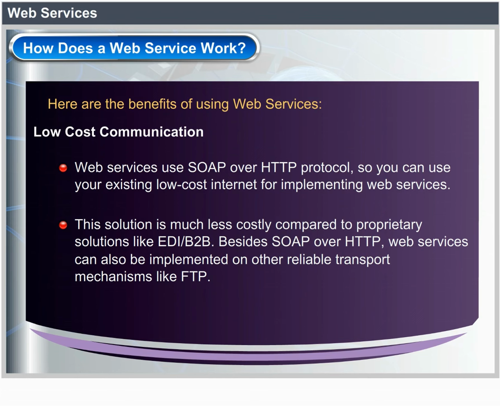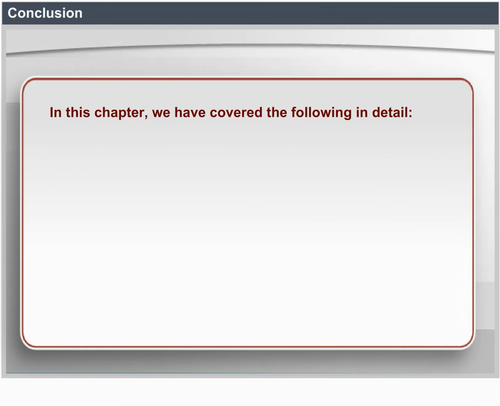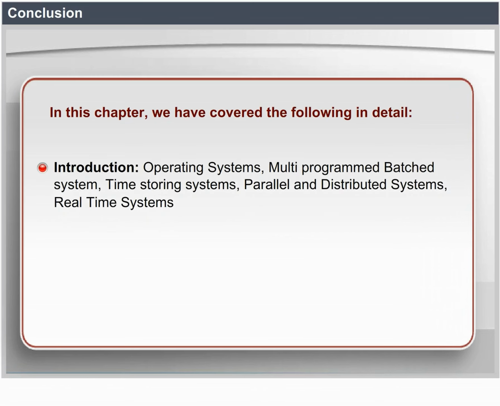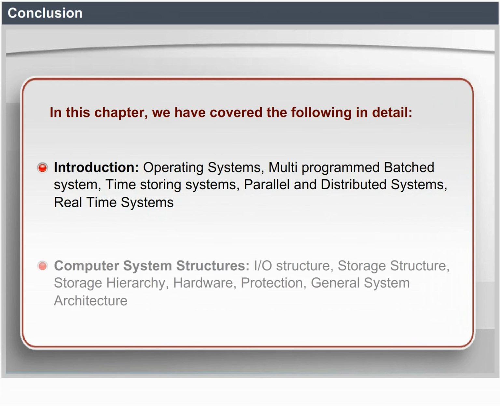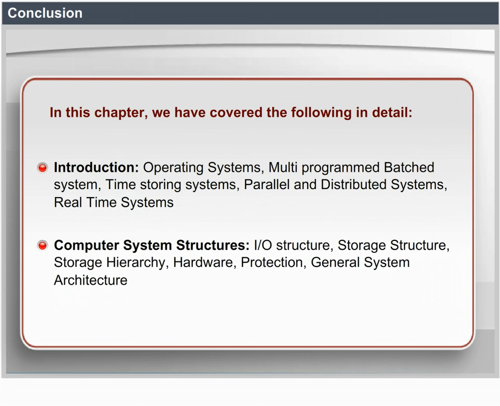Conclusion. In this chapter, we have covered the following in detail: Introduction, Operating Systems, Multi-programmed Batch System, Time Sharing Systems, Parallel and Distributed Systems, Real-Time Systems. Computer system structures: input-output structure, storage hierarchy, hardware protection, general system structure.